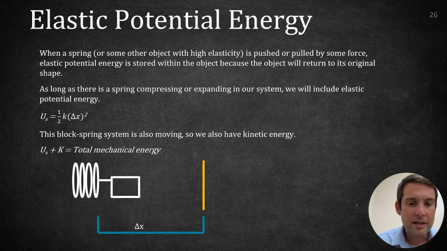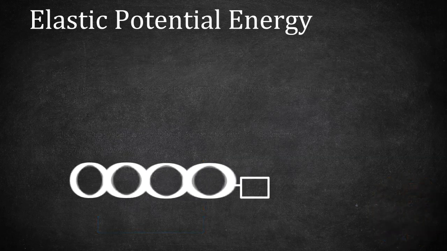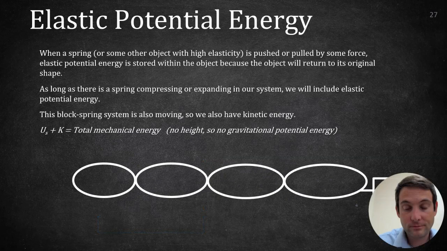As long as there's a spring compressing or expanding in our system, we're using elastic potential energy. This block-spring system is also moving, so we also have kinetic energy. So we would say our total mechanical energy equals our spring potential energy plus the kinetic energy it has when it's moving. Notice we don't have any height, so there's no gravitational potential energy here.